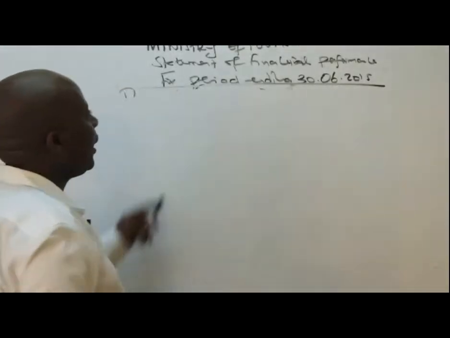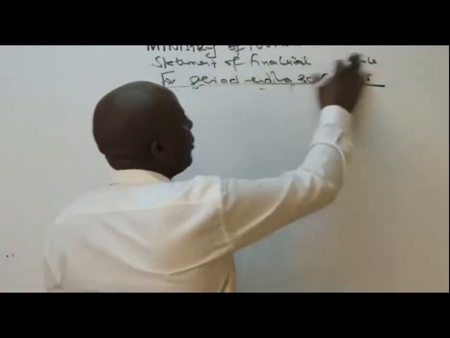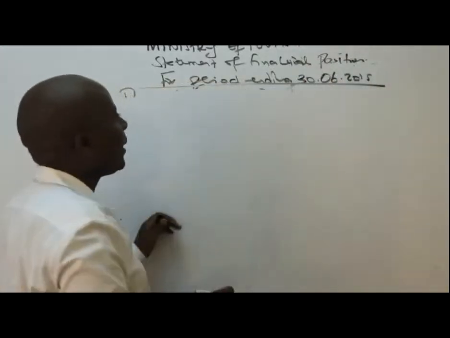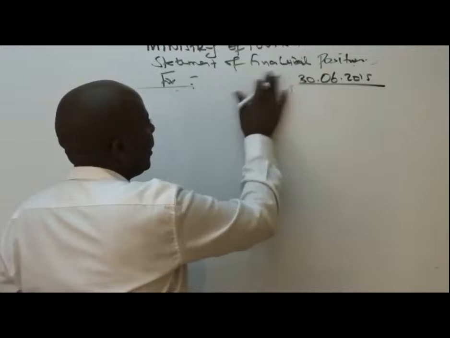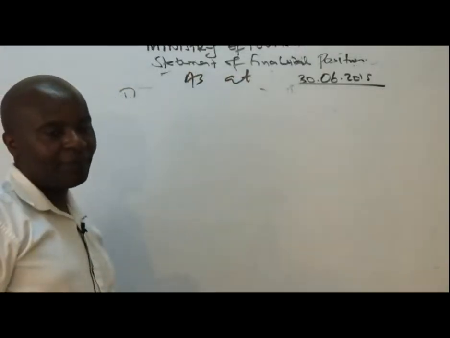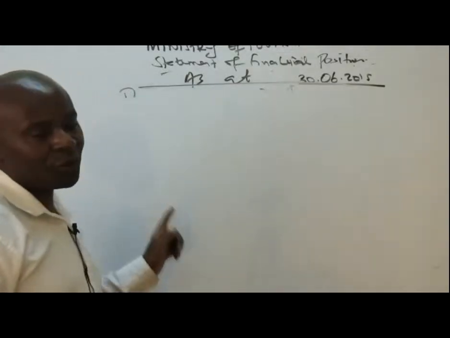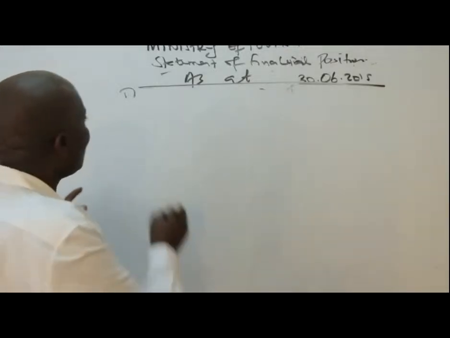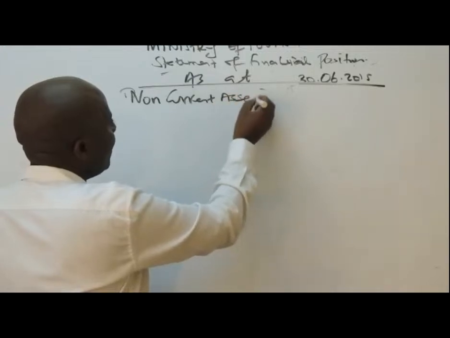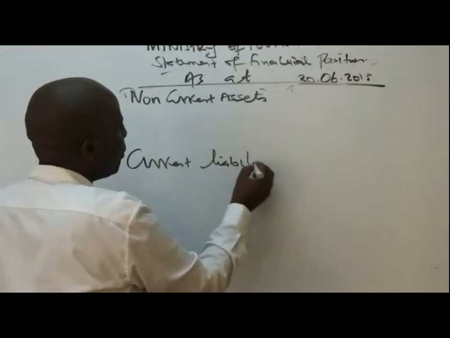So then we have here again, Ministry of Tourism, but this time round, statement of financial position. As at, we don't talk of period ending, as at. And then straight away, ladies and gentlemen, if it is a financial position, we normally start with assets. And assets, we have non-current assets. We have the current assets, liabilities.